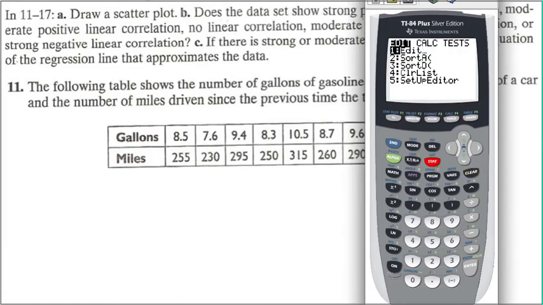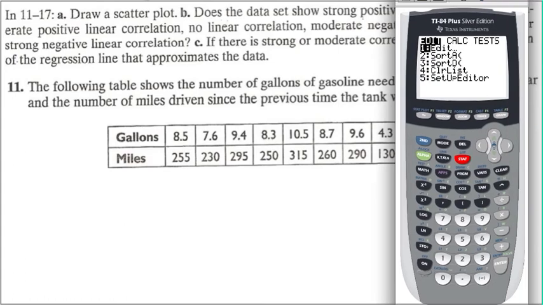First put down the stat, and we're going to go for edit. In fact, for this question, I already placed the values into the calculator: L1 for gallons, L2 for miles, as you can see over here. First, they want us to draw the scatter plot. So what I'm going to do is this.